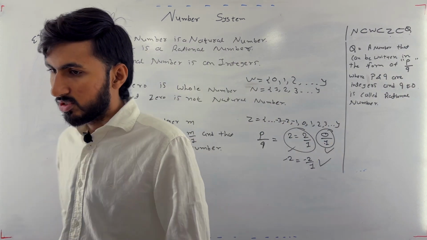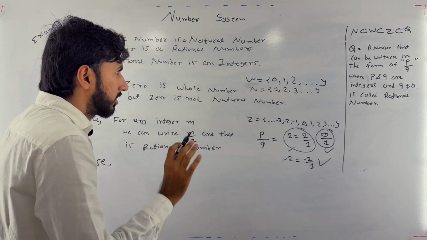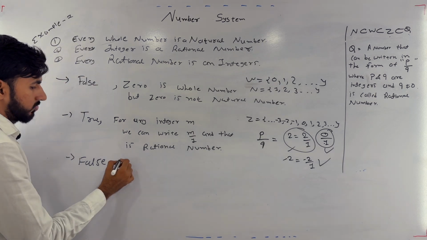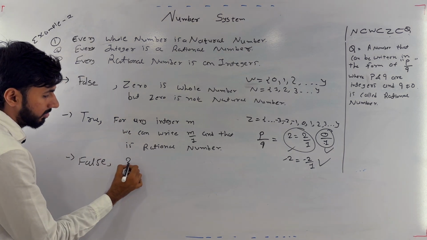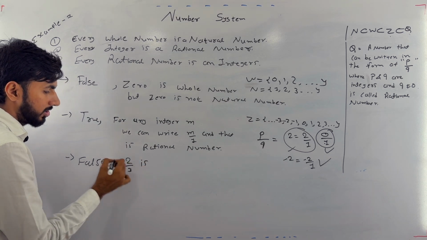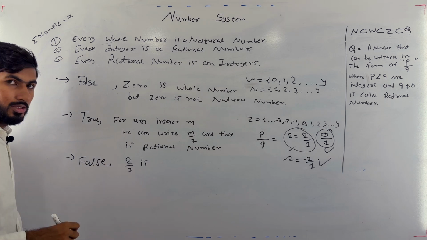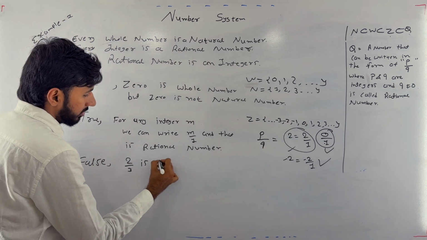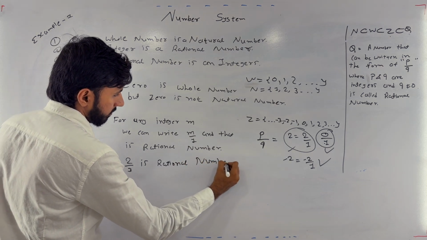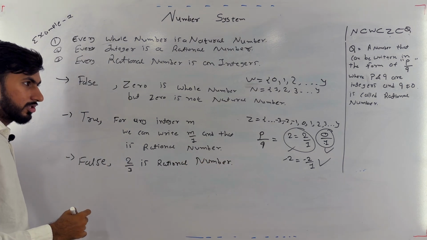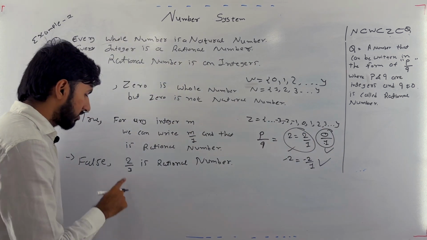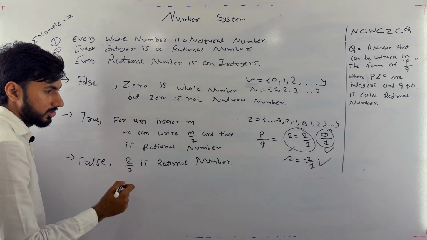So in the reason you have to mention any number that is a rational number but not an integer. You can give any example. I am giving the example 2 by 3. 2 by 3 is a rational number. We all know that it is in the form of p by q and the denominator is not equal to 0. 2 by 3 is a rational number, but 2 by 3 is not an integer because we all know that integers do not contain fractions. So 2 by 3 is not an integer.